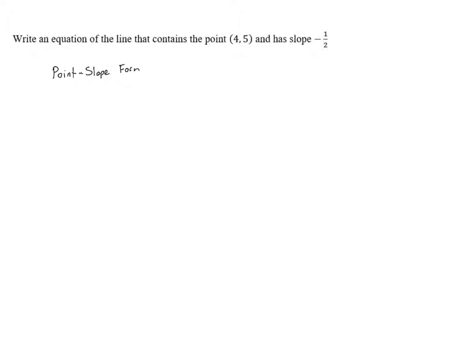Which has the following formula: y minus y1 equals m times x minus x1. It's called point-slope form because we need two things. We need a point, (x1, y1), and we need the slope, m.